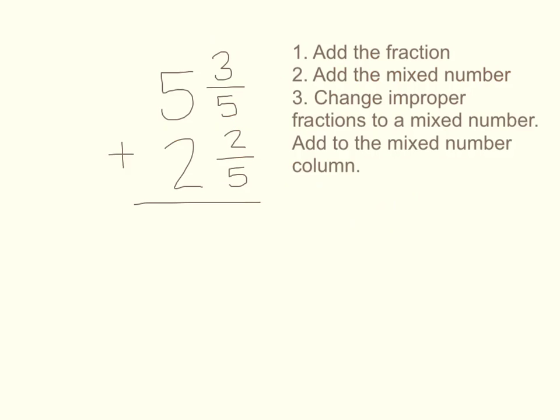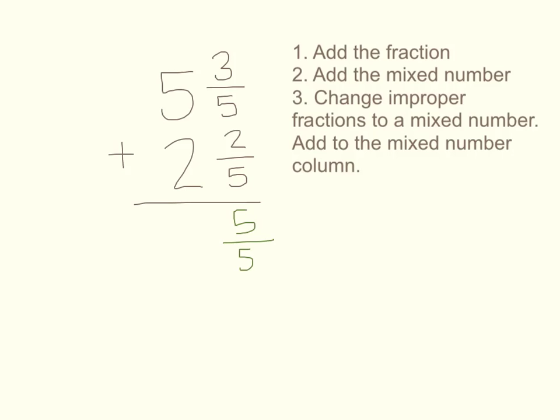Here is another problem which is slightly different but uses the same steps. Step number 1, add the fractions. I'm going to take a look at this 3/5 and 2/5 and add those together. 3 plus 2 is 5. And then I'm going to keep my 5 as the denominator. Therefore, 3/5 plus 2/5 equals 5/5.